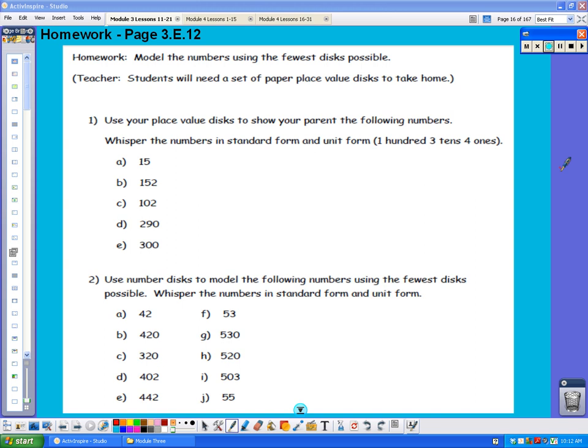Well, as you can see, A, B, C, D, and E are already written in standard form for us. We have 15, 152, 102, 290, and 300. But we will be saying them in unit form after we draw our place value chart. So let's go ahead and start with letter A. I'm going to draw my place value chart with hundreds, tens, and ones.